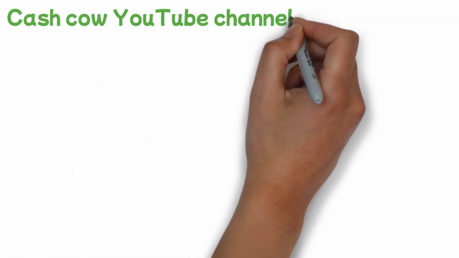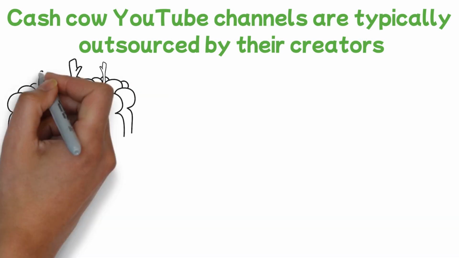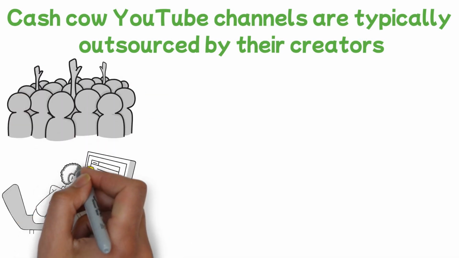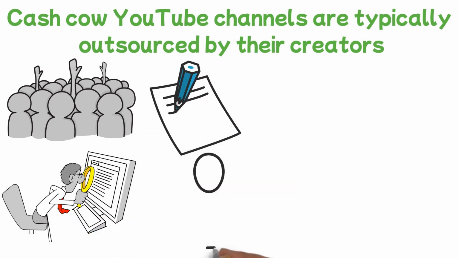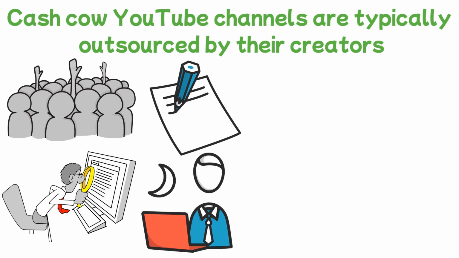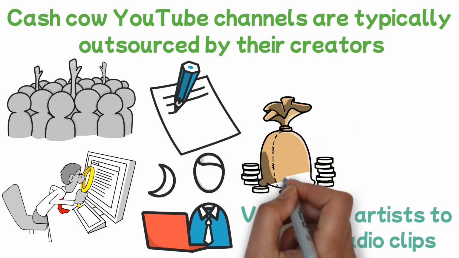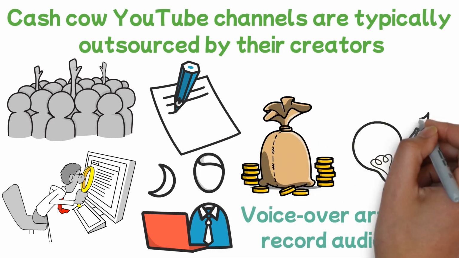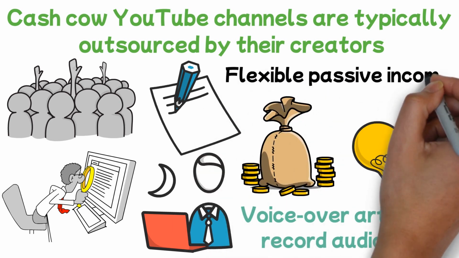Cash cow YouTube channels are typically outsourced by their creators. The people behind these types of channels simply find topics and post the completed videos. They hire article writers to create scripts, video editors for editing purposes, and voiceover artists to record audio clips. These channels are basically created for the sole purpose of making money and running in a very innovative way, which makes them the ideal business model for anyone looking for a very flexible passive income on the internet.